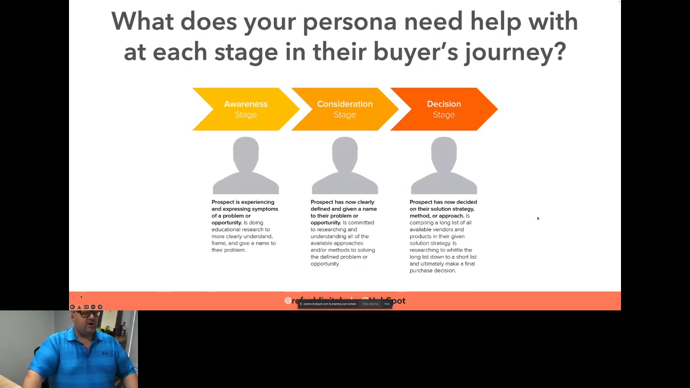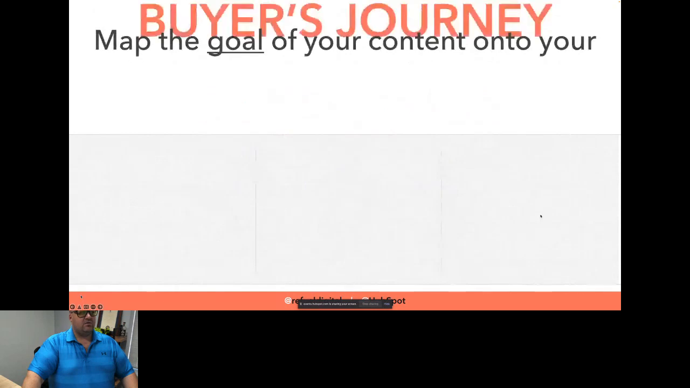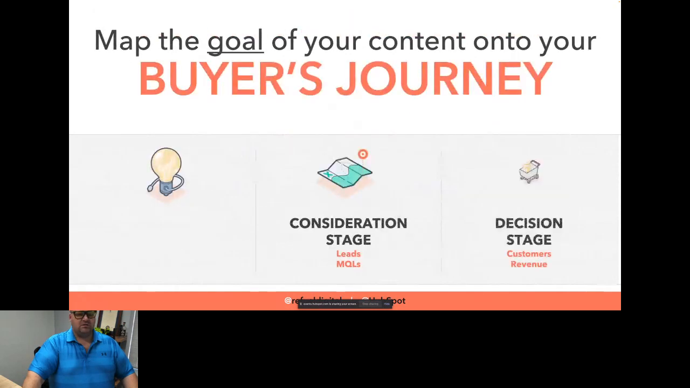So if we think about their buyer's journey in those three stages, then we can look at mapping the goal of your content onto your buyer's journey. So the way HubSpot talk about this is their awareness stage. They talk about their goals being traffic and subscribers. When they reach the consideration stage, their goal is to capture leads that they can start to help nurture through to the decision stage, or marketing qualified leads, people who are qualifying themselves. Then they move on to the decision stage where their goals are totally about customers and revenue. So this helps us just really think about the goal of the piece of content.